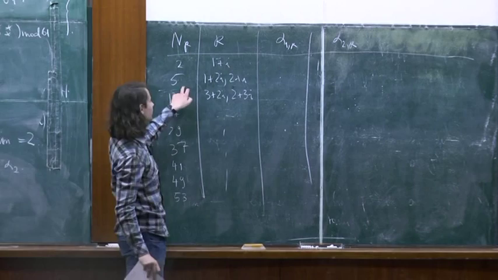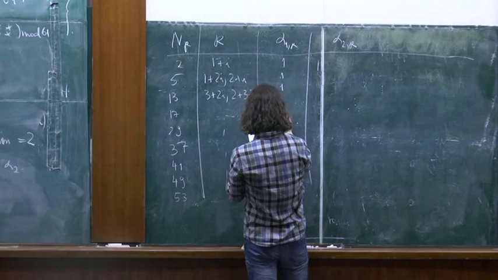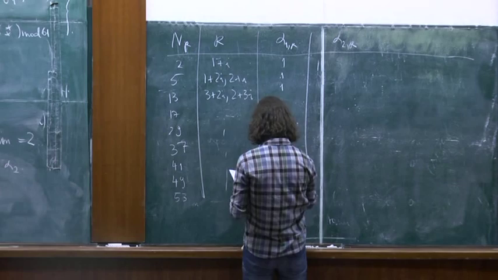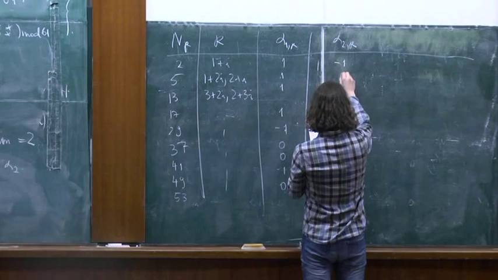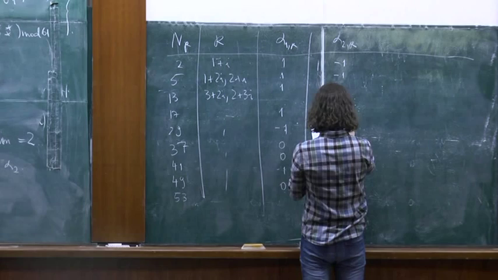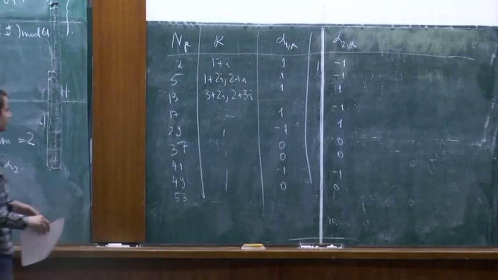So one, one, one, 17 is also one, then I have minus one, zero, zero, minus one, zero. And alpha two is minus one, one, minus one, one, zero, zero, minus one, zero. Okay?